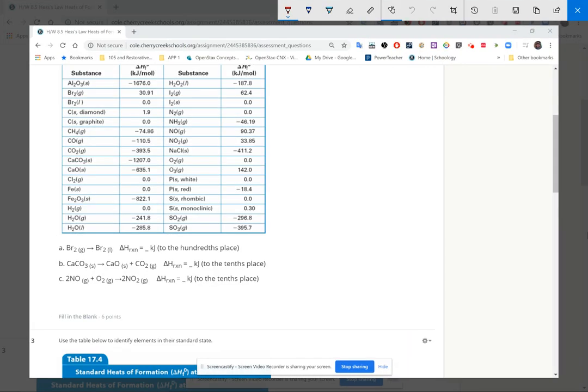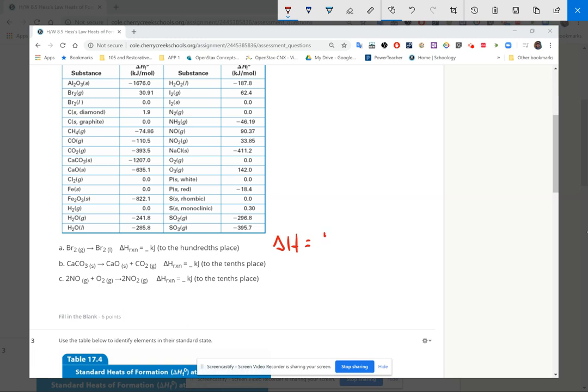Let's try to do a couple of these together. So looking at A, we have bromine gas, diatomic bromine gas, going to diatomic bromine liquid. To figure out the delta H for the reaction, we have to do the product minus the reactant. So the heats of formation for the product minus the reactant.